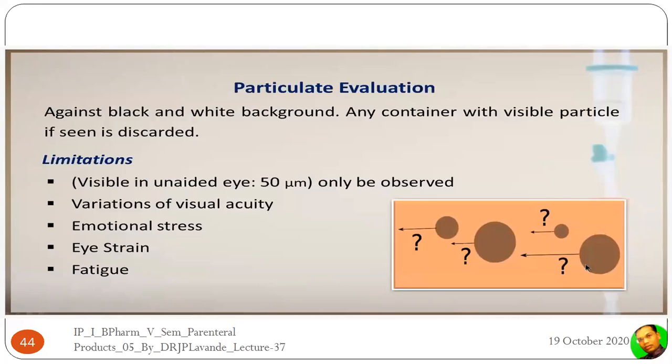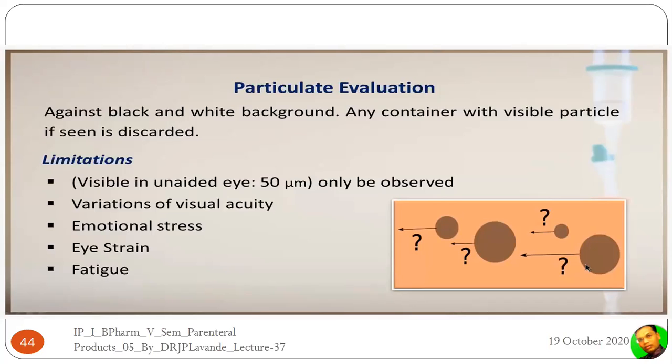Then another evaluation method is the particulate evaluation. Here we observe the product against a black and white background; any container with visible particles is discarded. It is just a manual inspection method. We have to observe the transparent glass container against the black and white background. The black background is chosen to detect white particles, and the white background is selected to detect black particles.